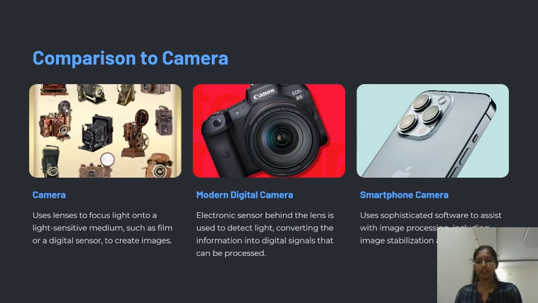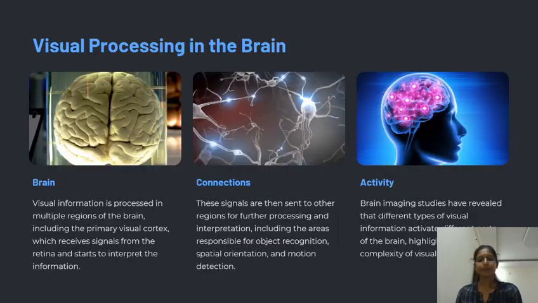Then visual processing in the brain. So how is the visual formed in the brain, and how can we identify that this is the object and this is the color of the object? What is the process going on in the brain? Visual information is processed in multiple regions of the brain, including the primary visual cortex, which receives signals from the retina and starts to interpret the information.